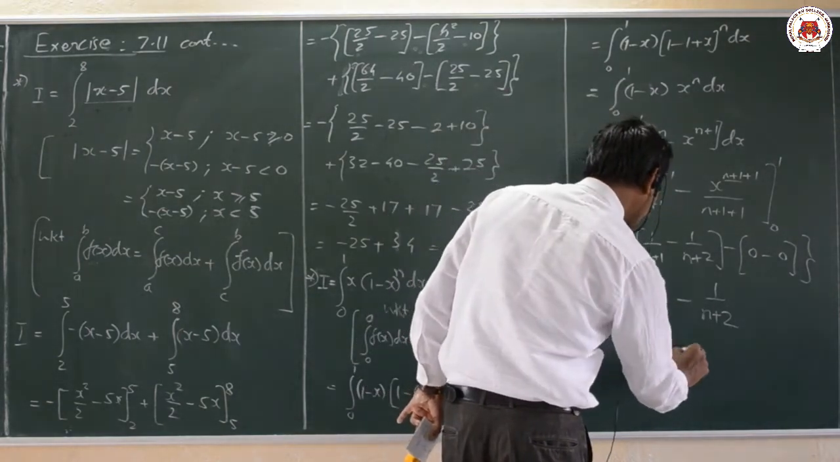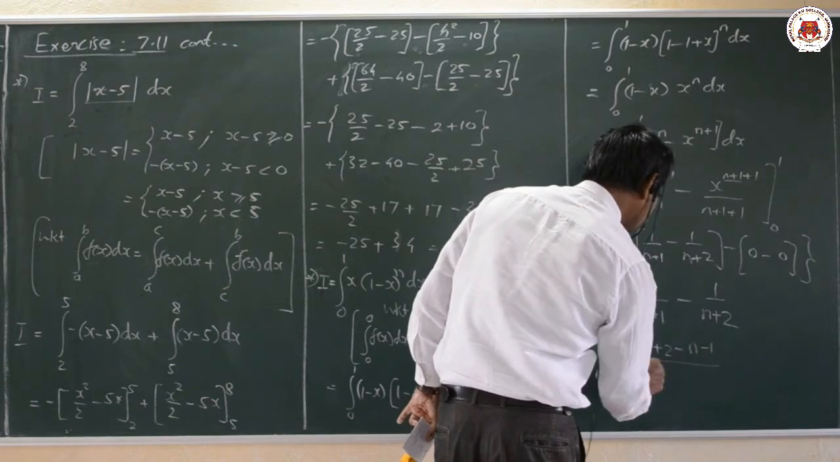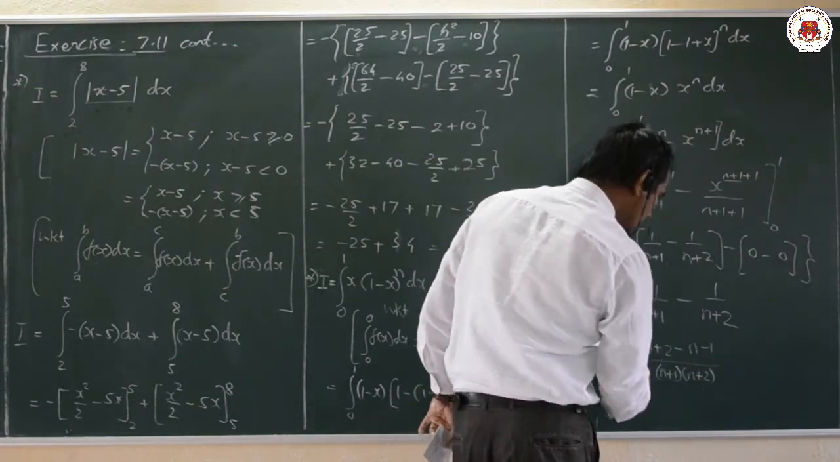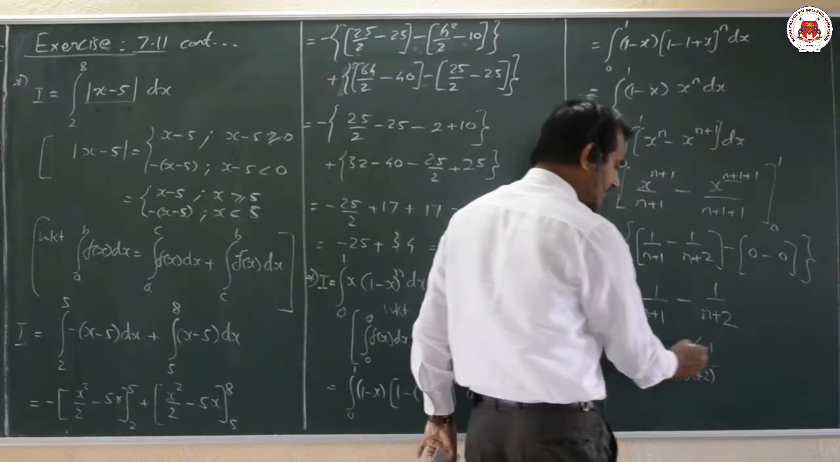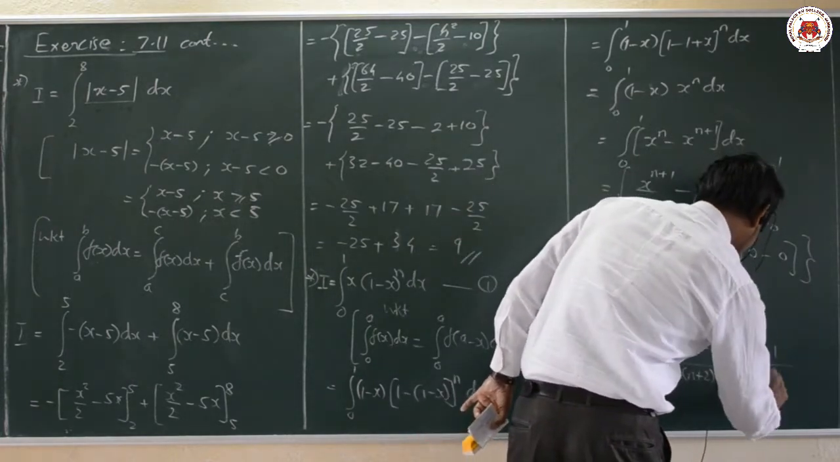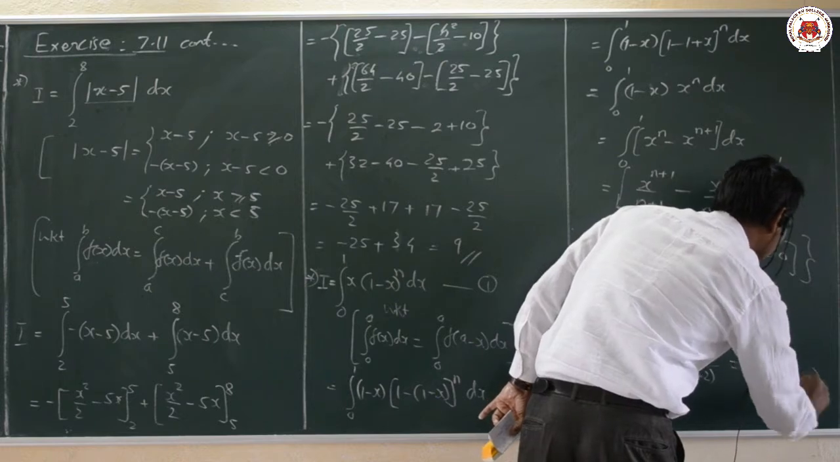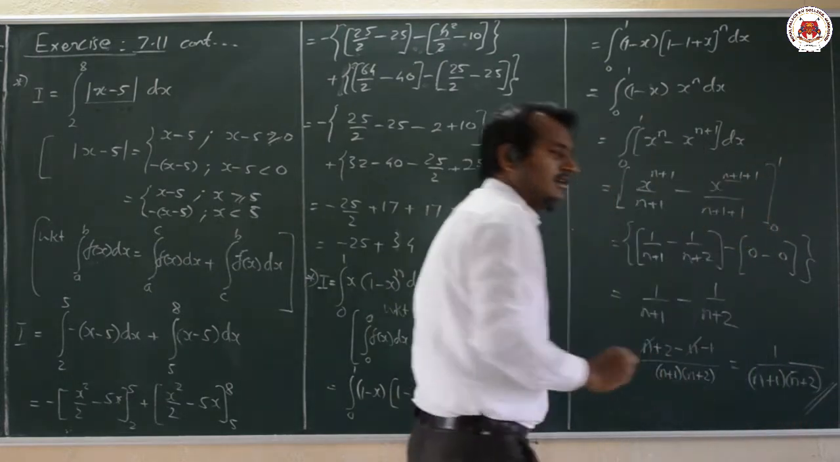That is n plus 2 minus n minus 1, divided by n plus 1 into n plus 2. Here we can observe that n gets eliminated, 2 minus 1 that is 1. The remaining part is n plus 1 into n plus 2. That is nothing but your required result.